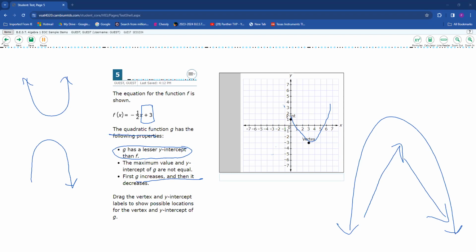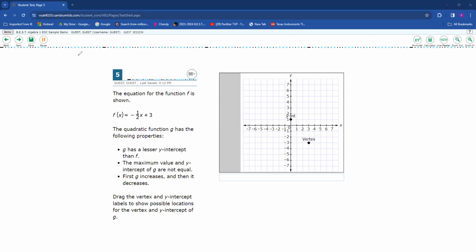Let me clear everything. So let me remove this vertex and move it anywhere, so that way we can see that it's going to go up first. Like first g increases, then it decreases. So it does increase and it will then decrease if I do my parabola like that and I go down. That's it. So that's perfect. That's all that's needed. Doesn't need anything else.